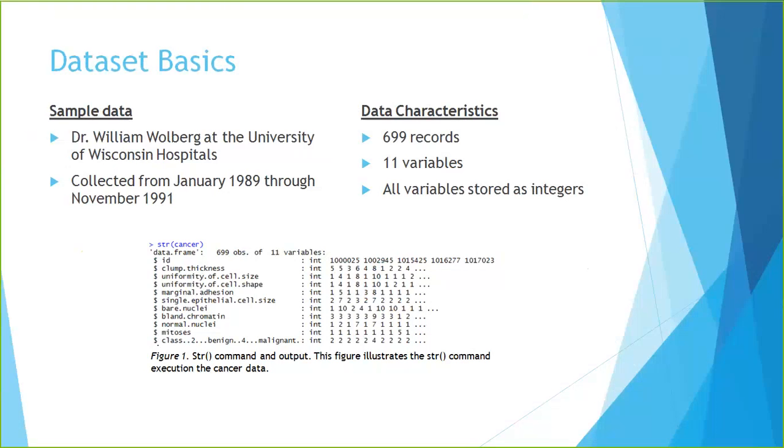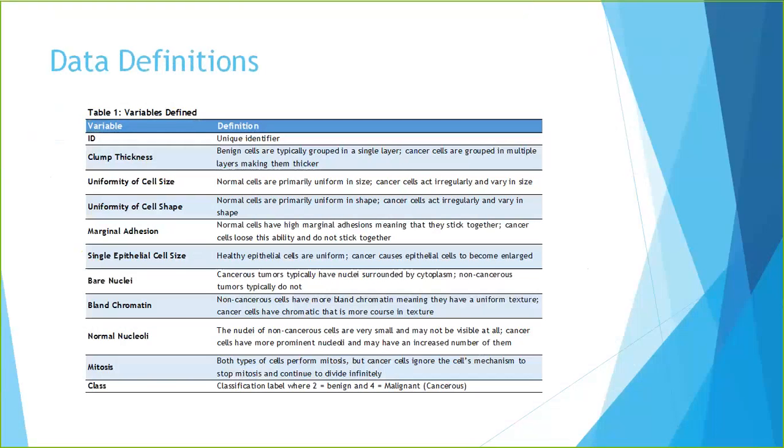Within RStudio, I loaded the data to explore it. All variables were stored as integer types initially, as can be seen in Figure 1. This would eventually need to be changed during data preparation, as the class variable should be categorical information and stored as a factor type. So here is a table showing the definitions of all of my variables.